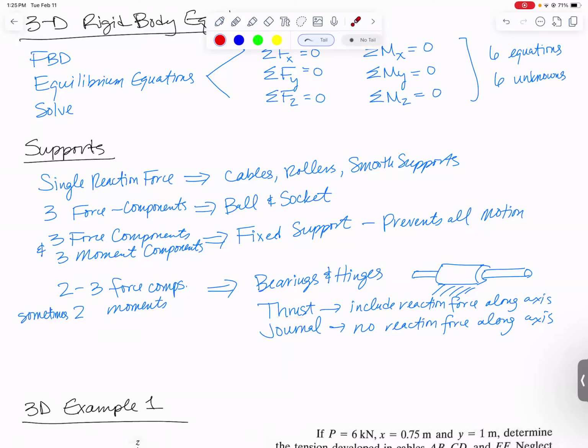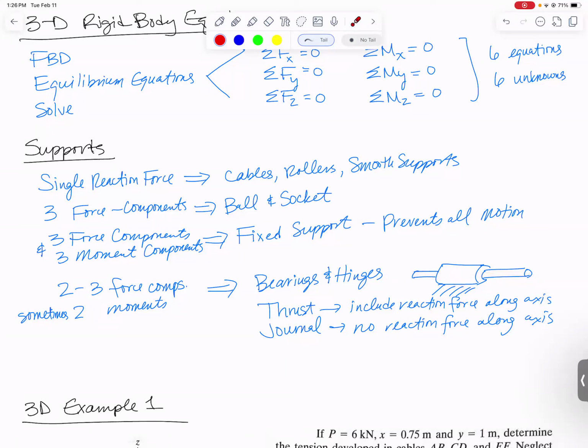And we consider that force along the x-axis. It's sometimes called axial thrust. So if the bearing can support axial thrust and prevent the translation that would occur if you had a big force along the axis, it's called a thrust bearing. You'll put all 3 force components on a thrust bearing. Journal bearing, you assume it's free to slide this way, so you would only apply forces perpendicular to the axis for a journal bearing.